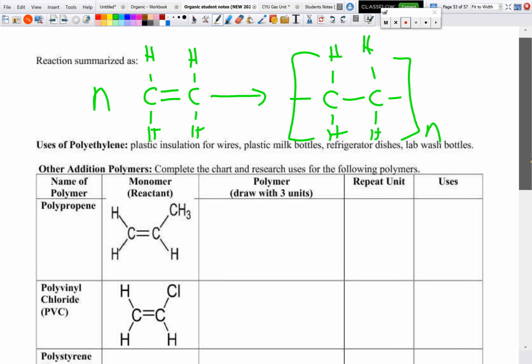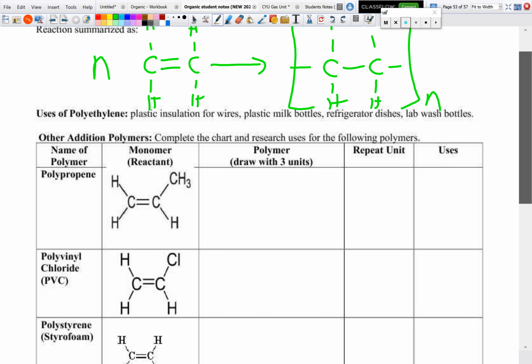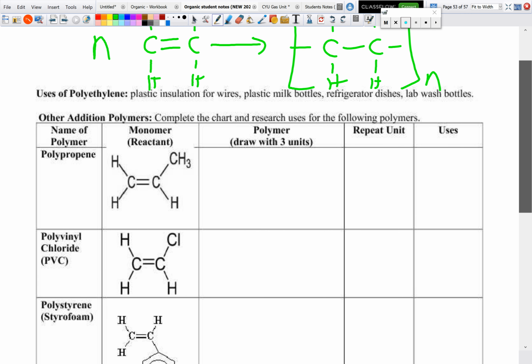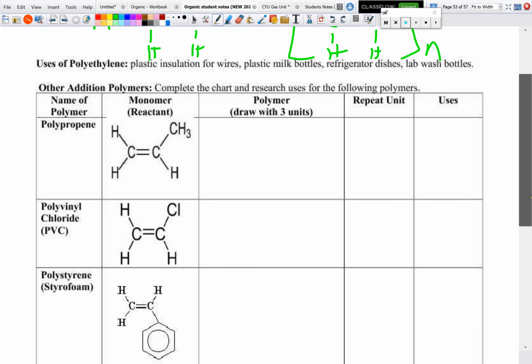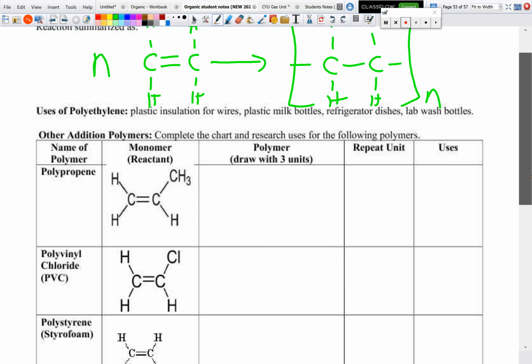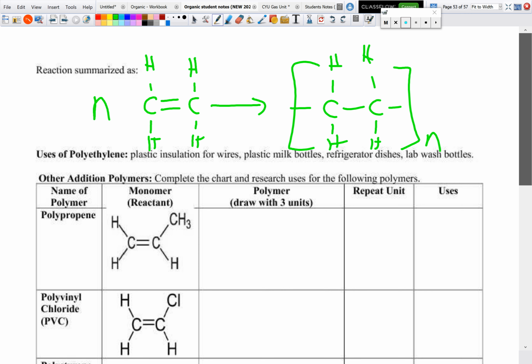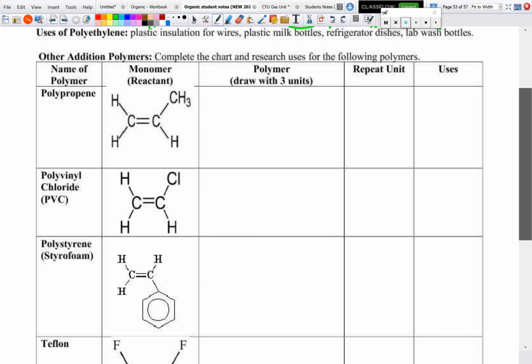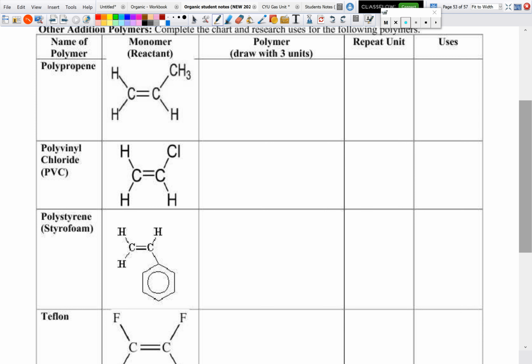So what we have right here is a bunch of different polymers. And we're just going to look at how to draw the polymer with the repeating unit, and then of course we'll look at some of the uses as well. And what I just drew out there was polyethylene. It's a plastic insulator for wires, plastic in milk bottles, refrigerator dishes, everything like that. So it is one of those plastic things that have many uses. So the other polymers we're going to look at are polypropylene, polyvinyl chloride, or PVC, polystyrene, or styrofoam, and of course Teflon.